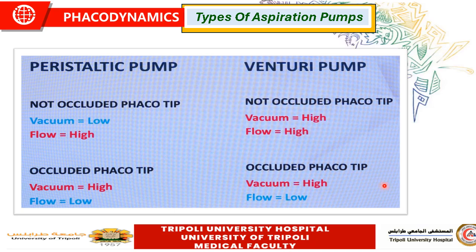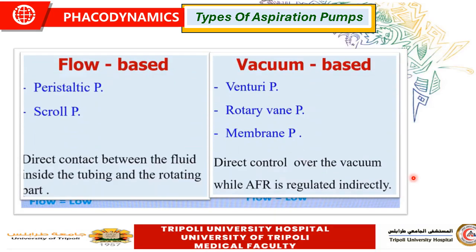the problem of post-occlusion surge. Here, I would also like to mention some other types of flow-based pumps and vacuum-based pumps. Apart from the classical peristaltic pump, the scroll pump is another example of a flow-based pump. And for vacuum-based pumps, apart from the Venturi pump, another example is the rotary vane, and the membranous pump is also a sort of vacuum pump.